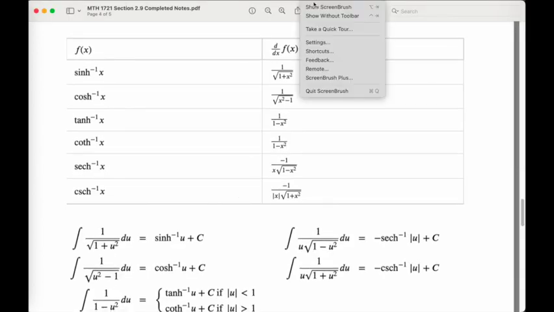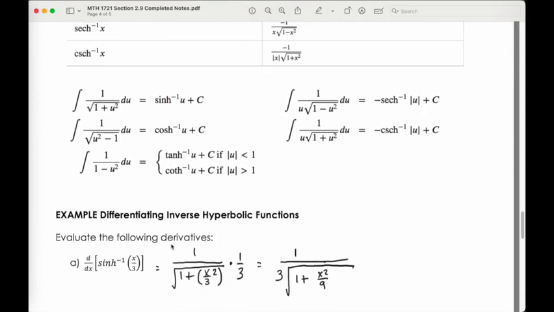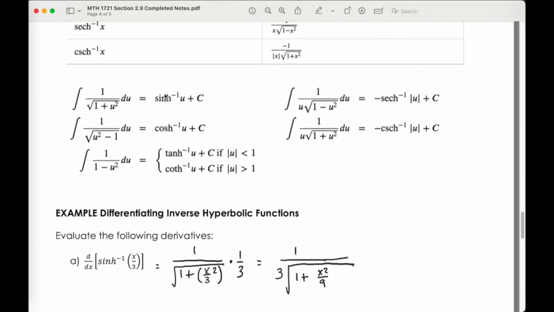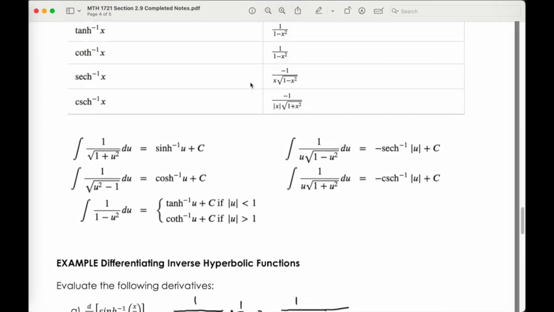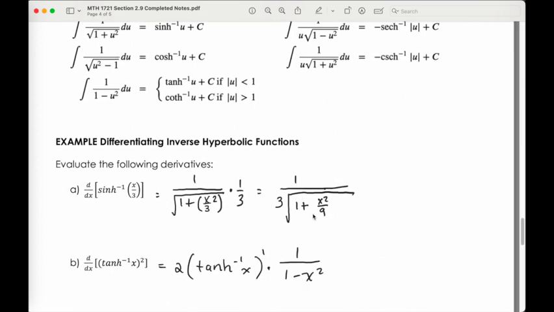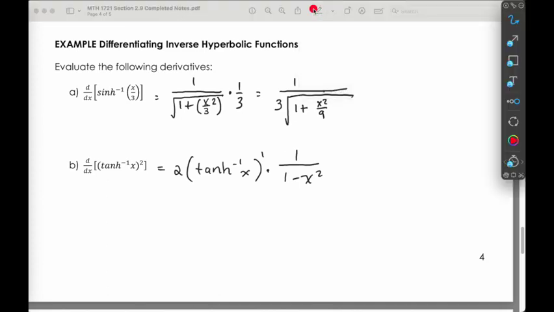If we scroll down further, I put all the rules in here for the derivatives of the hyperbolic functions. Then as we scroll down further, I have the rules of integration for the hyperbolic functions, for the inverse hyperbolic functions, I should say. And that's all listed there. So make sure you keep that handy while we're working the next examples. So let's go through examples of derivatives of the inverse hyperbolic functions.